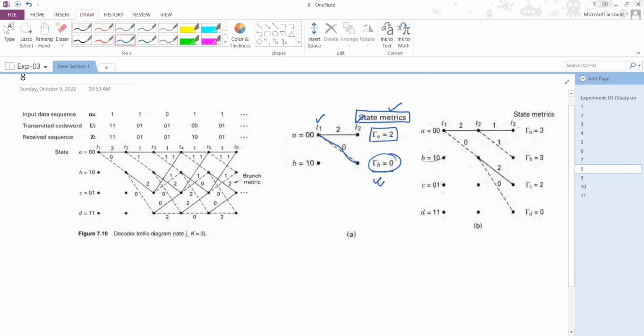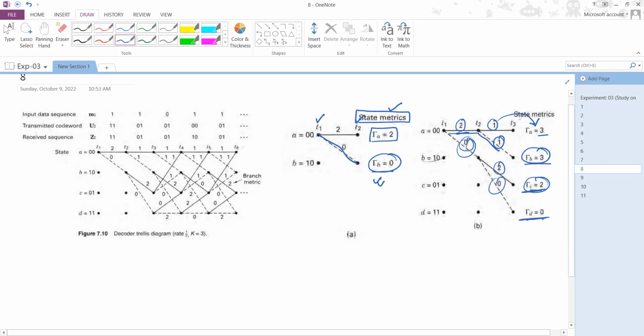Now for after the time T3, the state matrices will be like this. That means for the first state, the Hamming distances or the paths are like 2 plus 1, which is written here as 3. And for the B state, it is 2 plus 1, which is 3 also. And for the third state, it is 0 plus 2, which is 2. And for the fourth state, it is 0 plus 0, which is 0 here. Up to this, I think there is no problem because each of these points has only one state, one line coming. Okay.